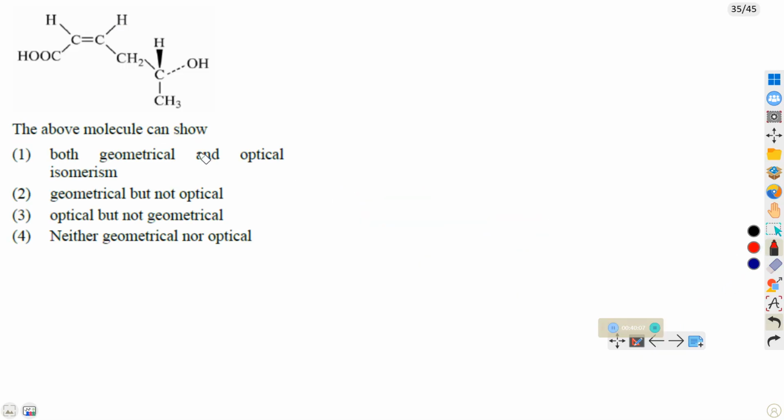The above molecule has a chiral carbon, so optical isomerism is possible. For the C=C, cut the compound; the same type of atoms or groups are present on the same side of the C=C, so geometrical isomerism is possible. First option correct. Match the following.